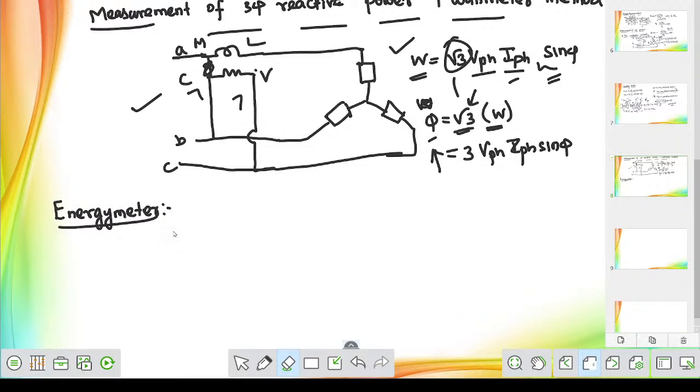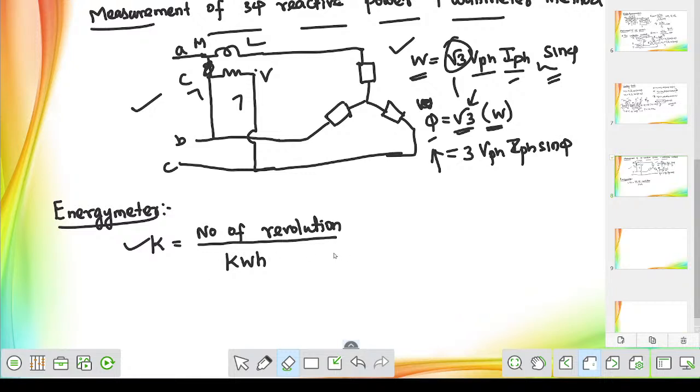When we are observing the energy meter, constant K will be defined as number of revolutions per kilowatt hour. You will have to remember that formula: number of revolutions per kilowatt hour. Try to practice some problems using this, because it is very important from the examination point of view.